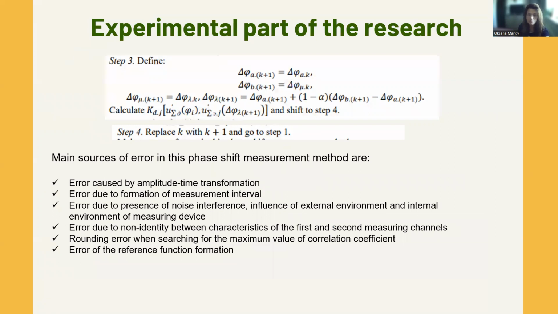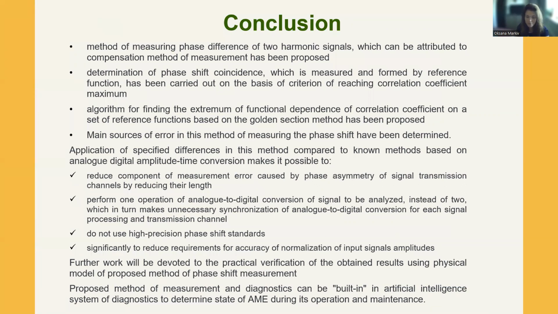As a result of the research, we can distinguish such main sources of error in phase shift measurement as error due to formation of the measurement interval, due to presence of noise interference caused by amplitude-time transformation, due to non-identity between characteristics of the first and second measuring channels, rounding error when searching for the maximum value of the correlation coefficient, and error of the reference function formation. Conducting experimental research with obtained numerical values is planned after completion of the work. Such assessment of our work can be received after all full calculations, and the synthesis of the calculation methodology requirements, computational equipment, and software.